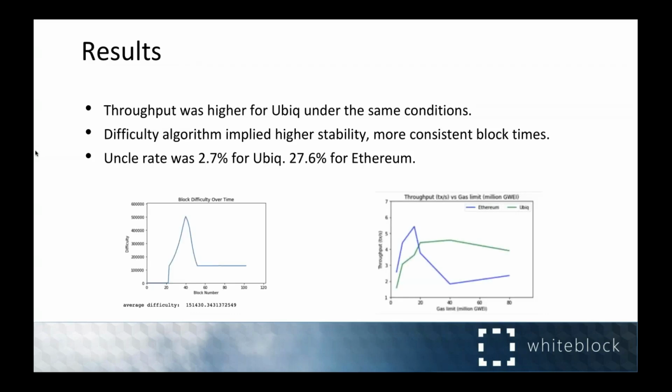So the results indicated that throughput was higher for Ubiq under the same conditions. Their difficulty algorithm implied a higher stability, more consistent block times. The uncle rate was also much lower, and that was really important because our hypothesis was that a higher gas limit would have a bigger block. A higher block time would allow for the propagation of those bigger blocks, and that would lower the uncle rate. That would increase transactional throughput. So there's a correlation between uncle rate and throughput.